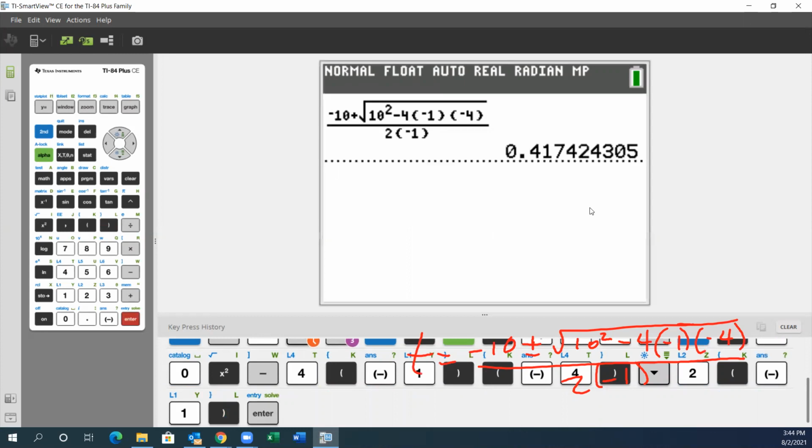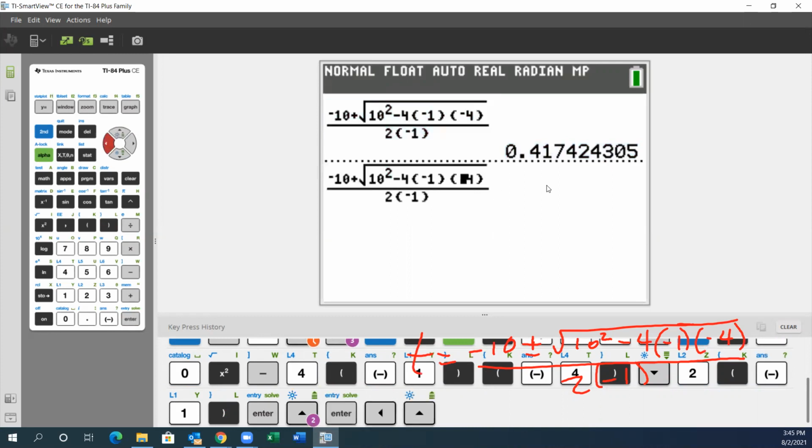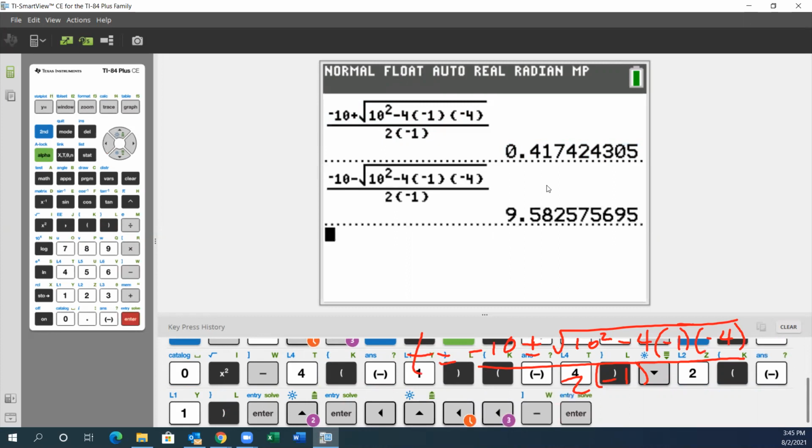All right, so at 0.4 seconds, the rocket gets to the 20-meter mark. That's probably on the way up. I'm going to just arrow up, grab the enter key, and not type everything out again, and just change that to a subtraction. Okay, the rocket comes back down to the 20-meter mark at the 9.6 second mark. So 0.4 seconds and 9.6 seconds, on the way up and on the way back down.